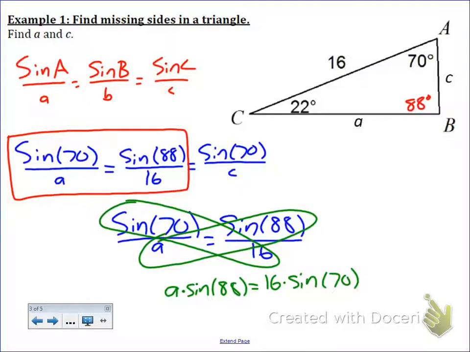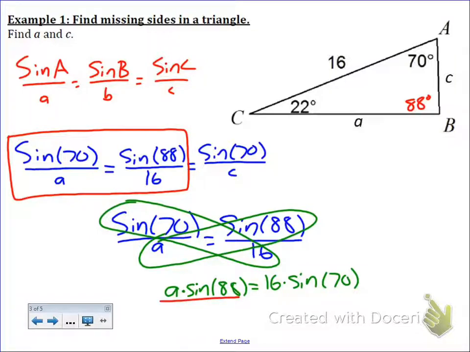So after cross multiplying, I get A times sine of 88, and that's equal to 16 times sine of 70. So remember, the end goal is to get A by itself. So I need to get rid of this sine of 88.